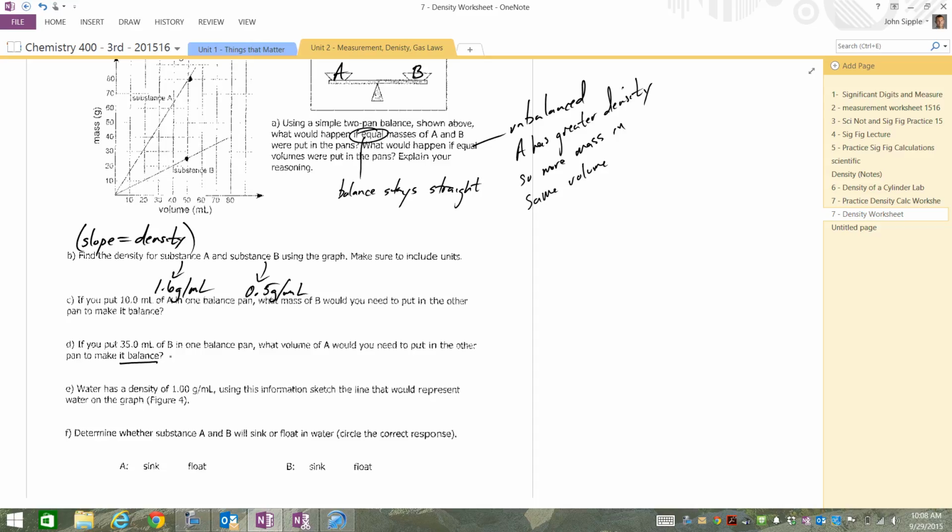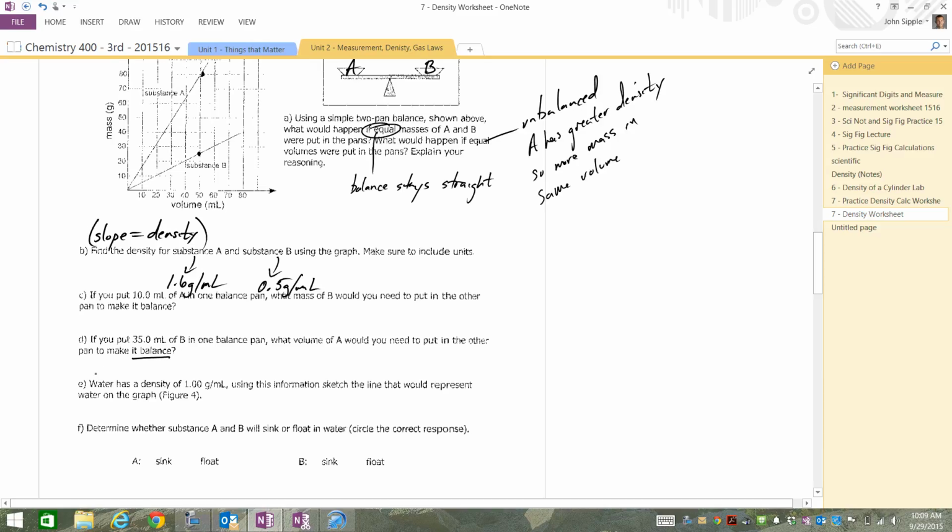Pans are balanced. Mass of A as compared to mass of B. Yes, they're the same. Okay, they're equal. So mass A equals mass of B, right?